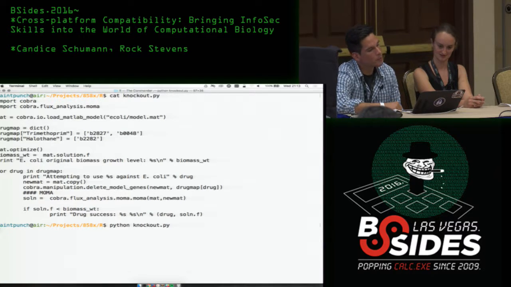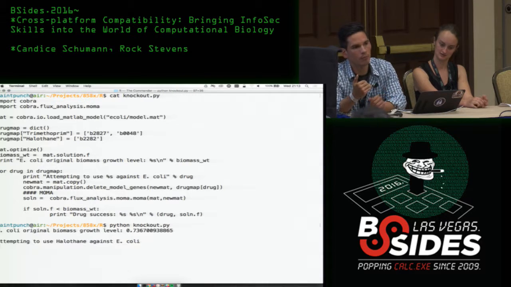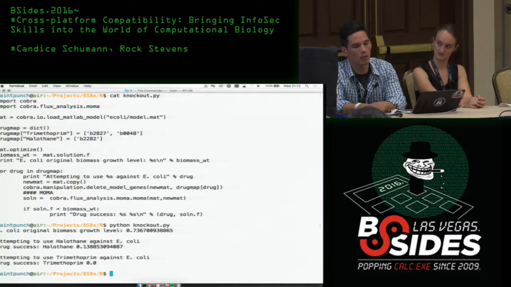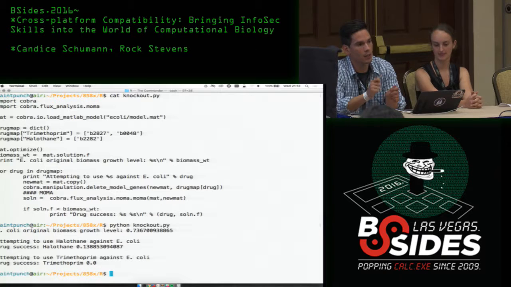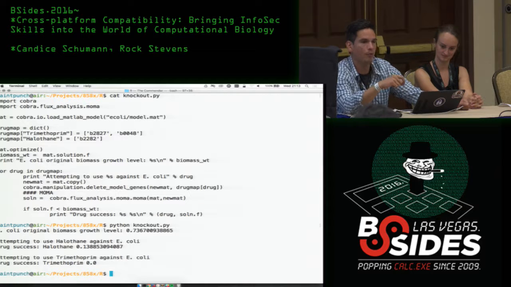So we're going to run a real quick script and see what happens when we apply 2 different drugs using knockdowns, which add additional constraints to the model. Given these targets for trimethoprim, we have 2 different targets, B2827 and B0048. In the absence of these genes being expressed within the model, what happens? According to the results, trimethoprim results in 0 biomass growth, which means it's dead. But halothane takes it from the original level of 0.73 down to 0.138.